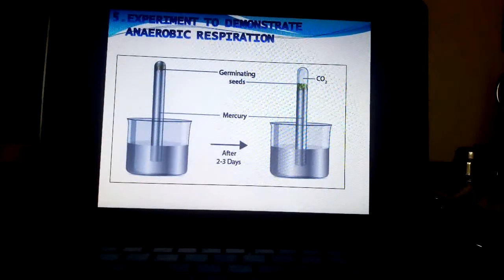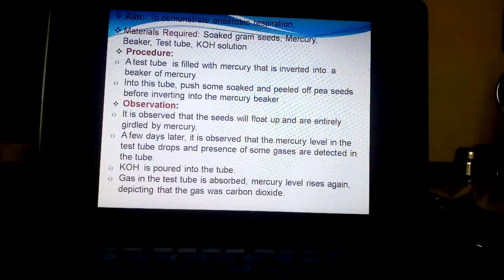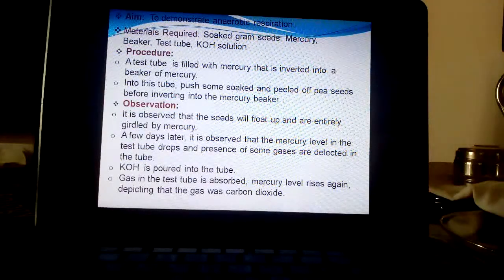Aim: to demonstrate anaerobic respiration. Materials required: soaked gram seeds, mercury, beaker, test tube, potassium hydroxide solution. A test tube is filled with mercury and inverted into a beaker of mercury. Into this tube, push some soaked and peeled pea seeds before inverting it into the mercury beaker. Why peeled? To make the reaction fast. We peel off the seeds. Is it clear? Now, observation.